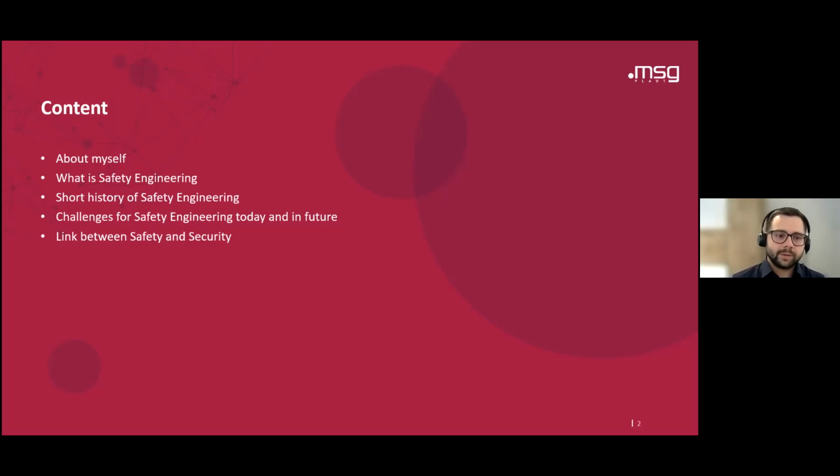A little bit of history is necessary to understand why safety engineering is the way it is and why it cannot be the way it is to tackle the challenges of the future. And this will ultimately lead to the link between safety and security.